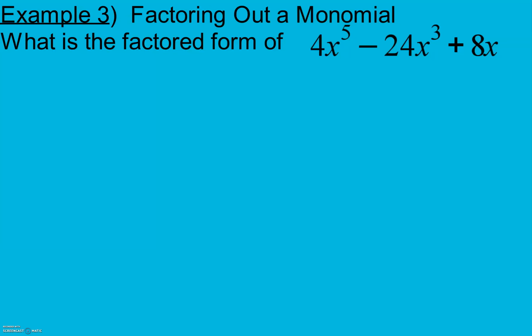In example 3, we're going to be factoring out a monomial. So we're going to write this in factored form. What they're asking us to do, guys, is to take our greatest common factor and factor that monomial out. But we still need to have what's left.